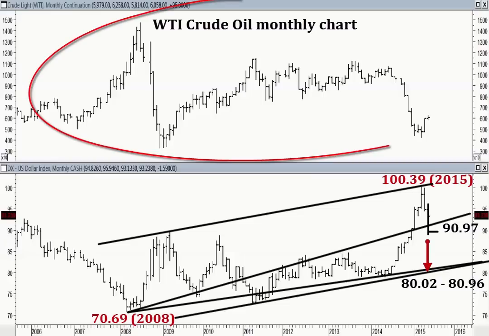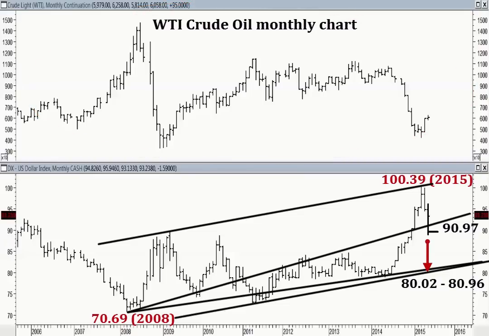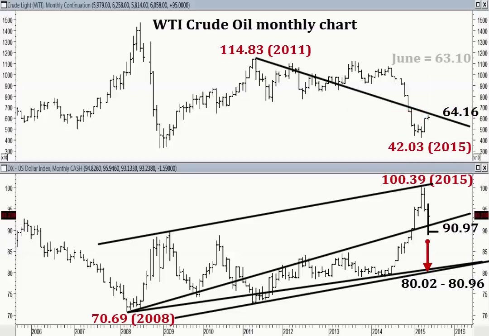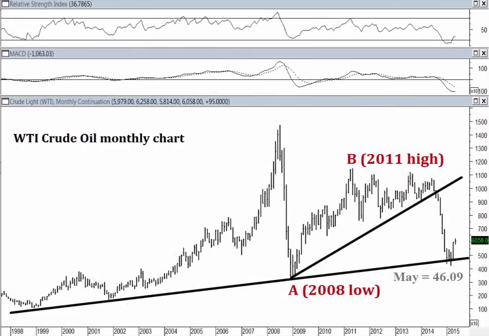Using the same methods in New York crude oil, we can construct a more recent descending 1/3 speed line off the 2011 high against the recent 2015 low, coming in at 64.16 for the month of May, dropping to 63.10 for the month of June. This indicator is capable of containing strength through the balance of 2015, below which a retest, if not outright violation, of that 17-year trend line is expected within several months.